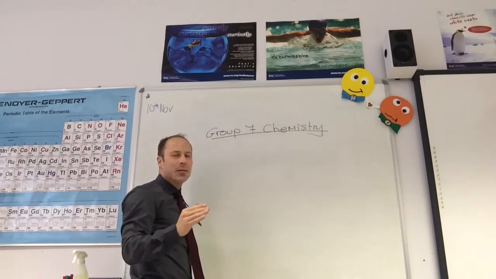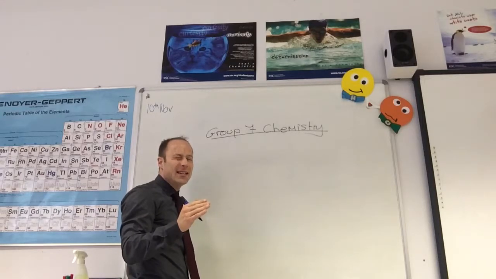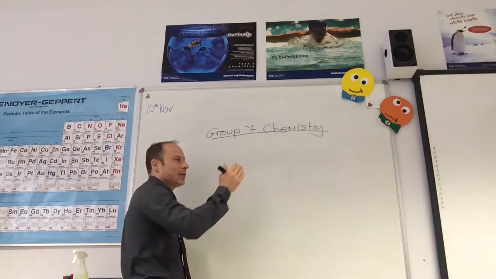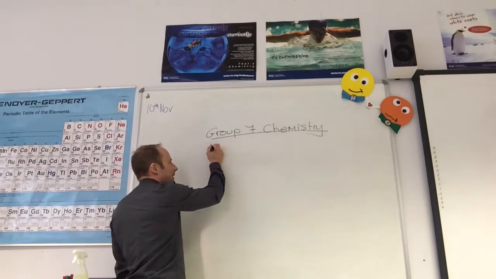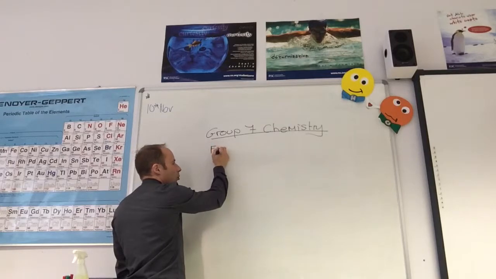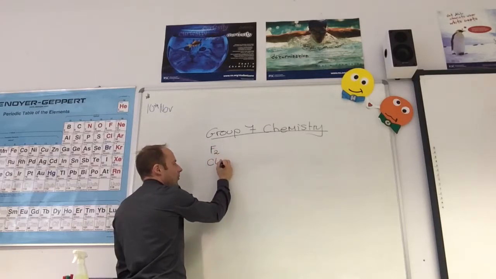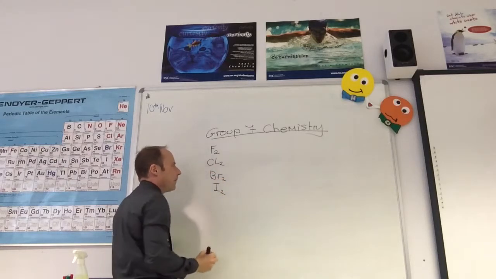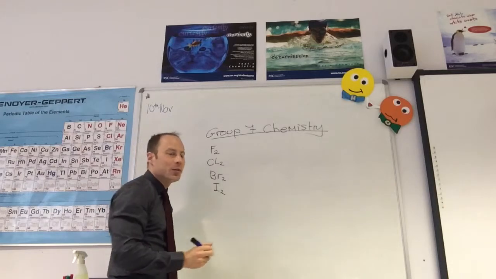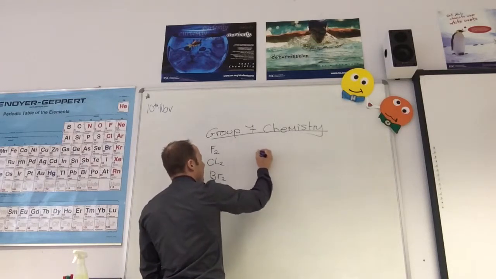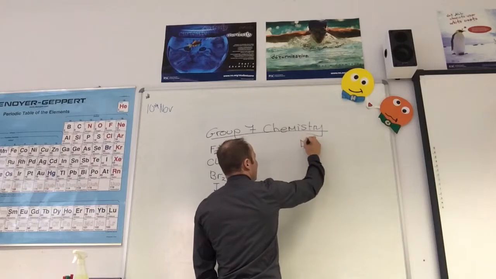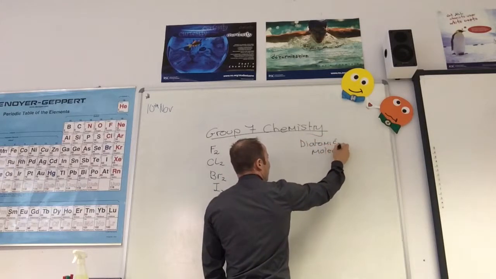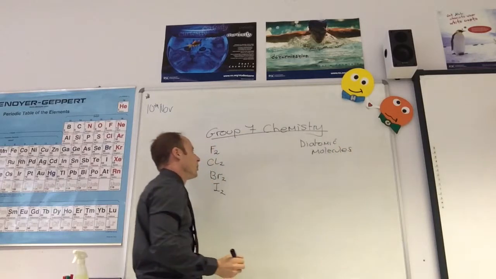However, when they exist in their natural state, how do we write them? Rather than F, we would write it as F2, Cl2, Br2 and I2. Because they are, what do we call them when they go around in pairs? Diatomic molecules. So they are all diatomic molecules.